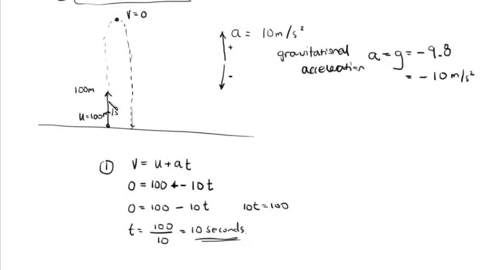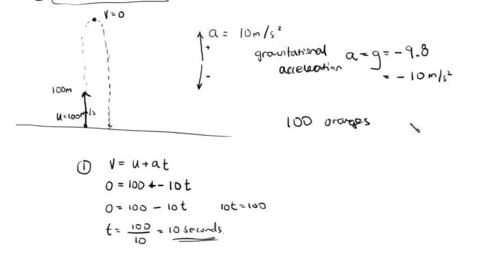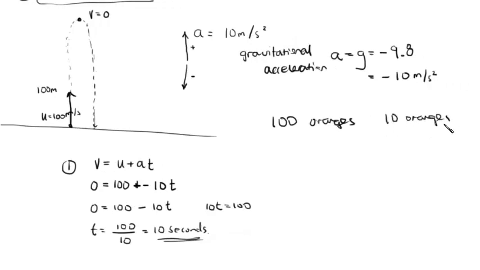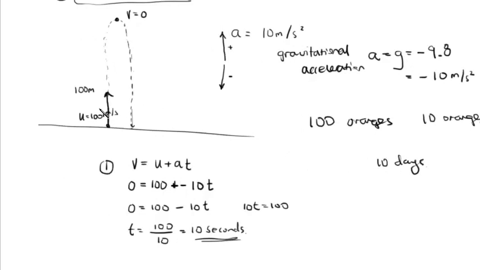You can think of it this way. Let's say you have 100 oranges, but every day you're going to eat 10 oranges. How long does it take to finish off these 100 oranges? The answer is, of course, 10 days, right? So your initial velocity is 100, but every second, the gravitational acceleration is going to eat away your initial velocity at a rate of 10, this must be negative. It's going to take away 10 meters per second every second. So definitely it's going to take 10 seconds, right? So that's what this equation is for.